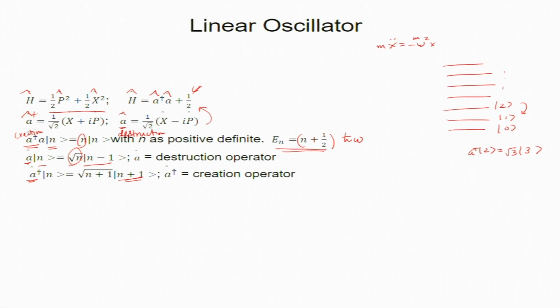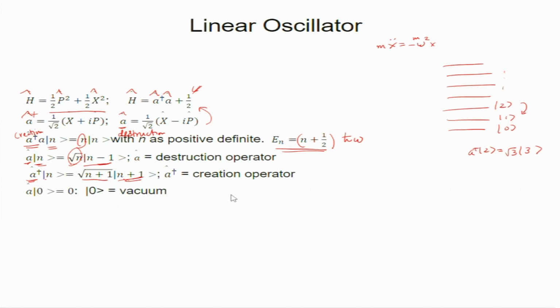So, you have the left state and the right state, and the prefactor is always the square root of the higher number. Here it is square root n plus 1, because n plus 1 is the maximum of n plus 1 and n. Here it is n and n minus 1, so it is square root n. That is an easy way to remember.